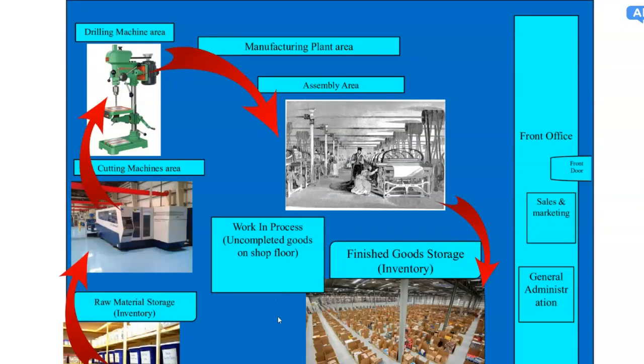Now somebody is going to begin work on producing my desk. So they go and they get some wood and they get some metal and they take it to a cutting machine, take the wood to the cutting machine. They might take the metal to a drilling machine. They begin the work on the raw materials.